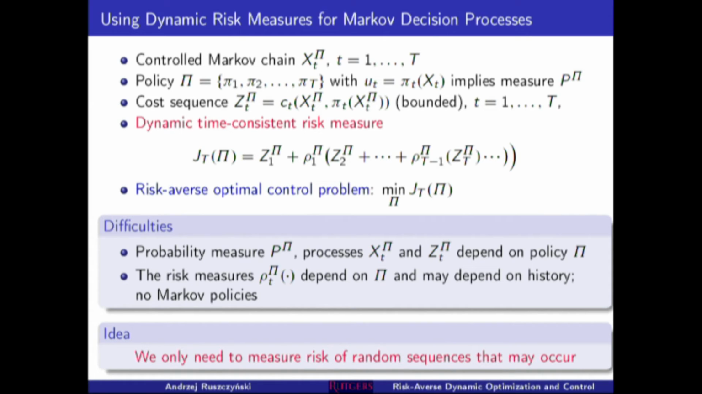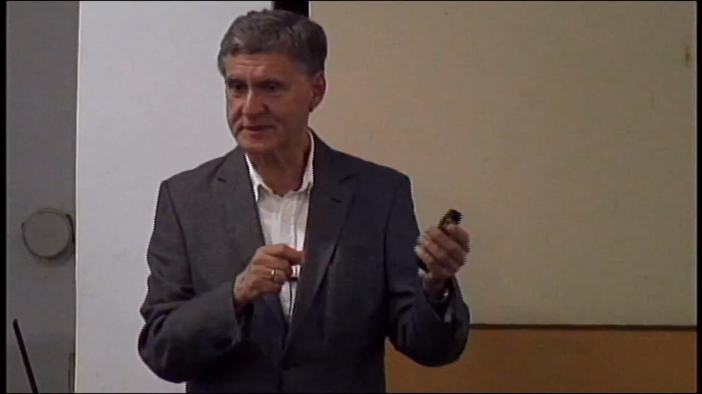Okay? And now, obviously a very important feature of this problem that I put in red, is that we really need to measure risk of these random sequences that may actually occur. So this is absolutely clear that if we define as the fundamental space large omega the space of all state trajectories, it will be sufficient. If we know the state trajectory, and we have a policy, we can evaluate the risk. That's what we said, okay?